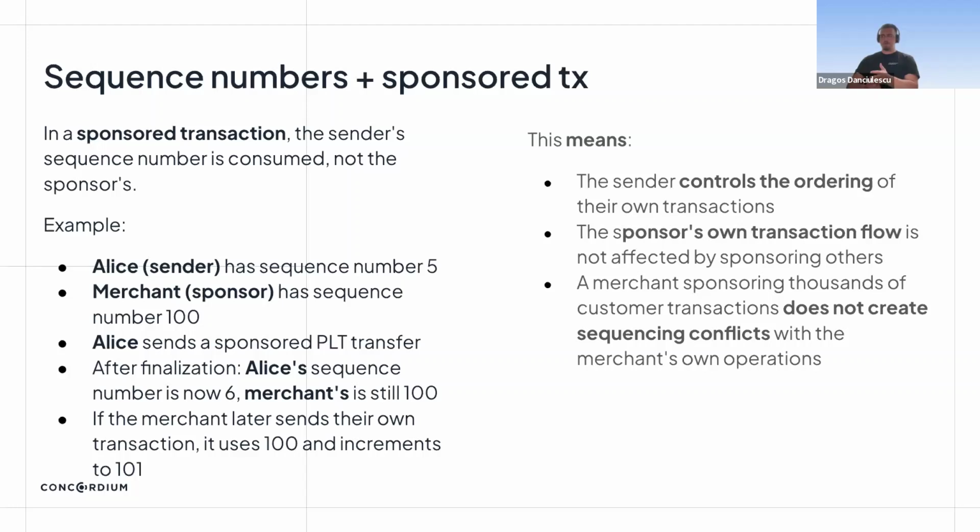So if you want to be a sponsor, and the order of transactions matters to you for any reason, it will not affect you. And also, a merchant that is sponsoring thousands of customer transactions will not create sequencing conflicts with the merchant's own operations. So this all can be kept separate.